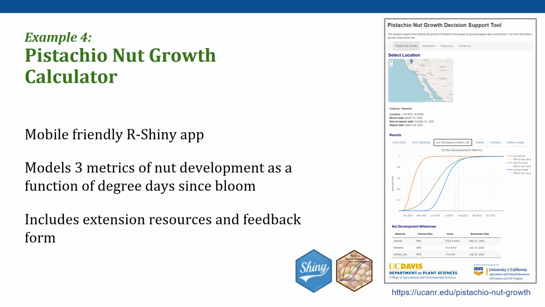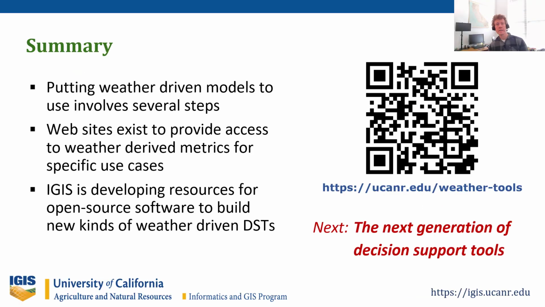And there are other tabs with all kinds of extension resources that explain how to do these things. So to summarize, putting weather-driven models into practice takes several steps that are fairly laborious to do manually. But fortunately, cooperative extension programs and others have developed websites that eliminate many of these steps by doing the calculations for you and providing you the information in generic, multi-purpose formats that you can then continue to work with.